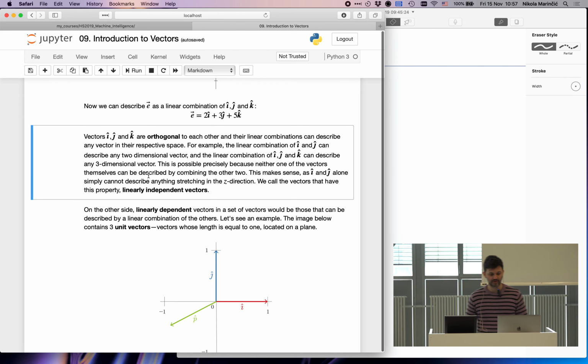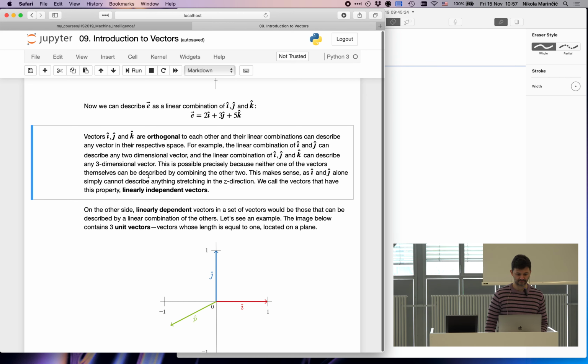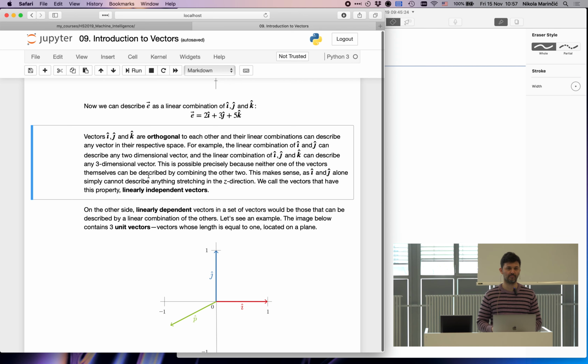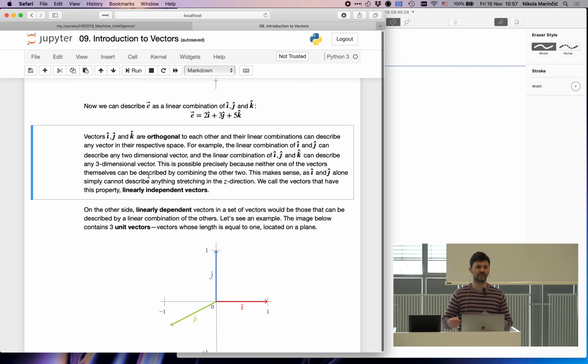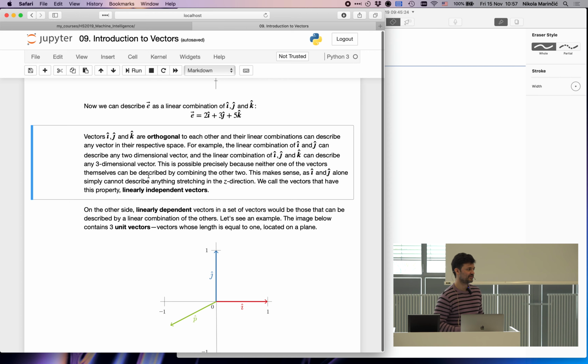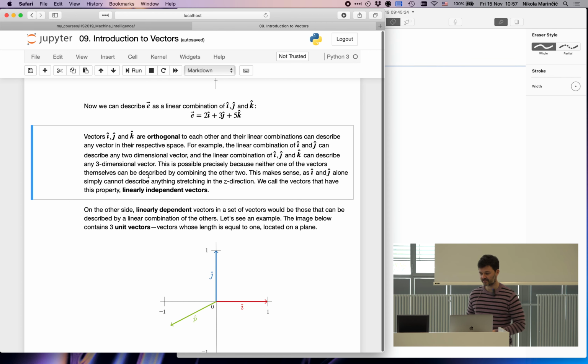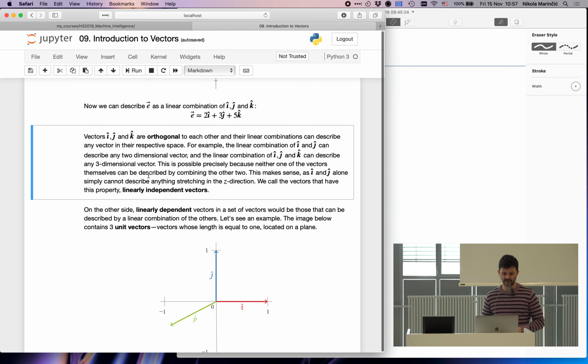So these vectors are called linearly independent vectors, and the idea of them is that you can describe other vectors with these vectors, but you cannot describe K, for example, with I and J. And then you have a different concept which is called linearly dependent vectors, and these are the vectors which can be described by combining the other two.